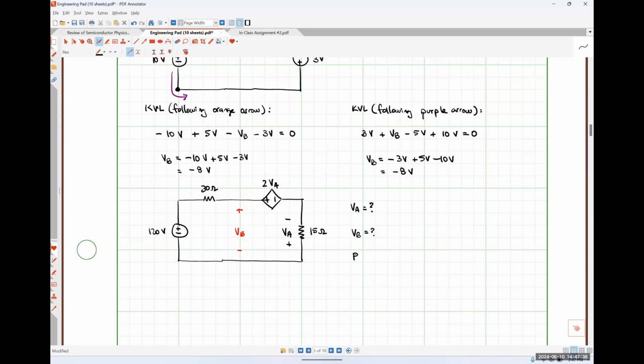And I want us to figure out the power supplied by the 120 volt source. I'm going to make a note here. And the power absorbed by our dependent source.